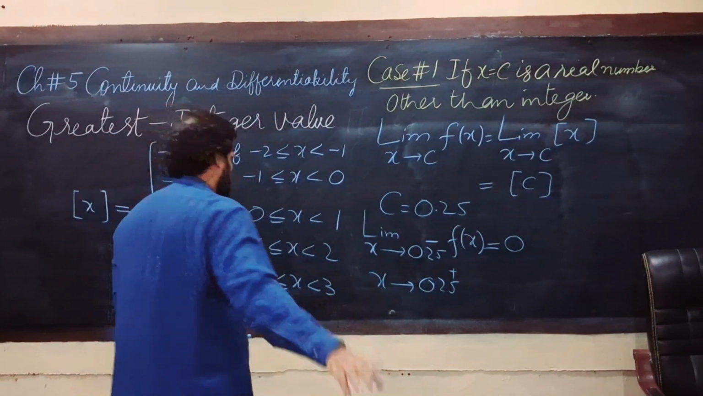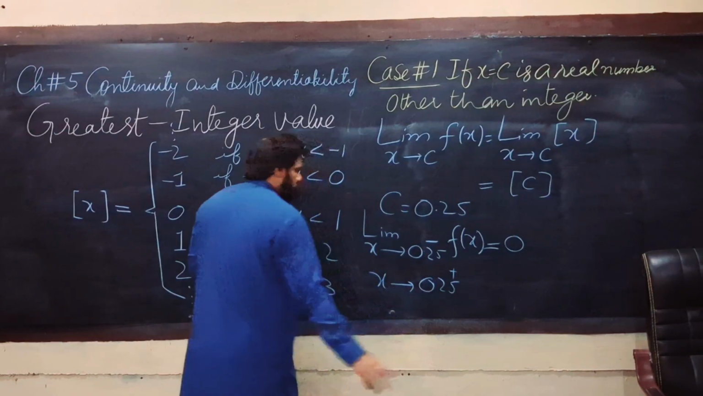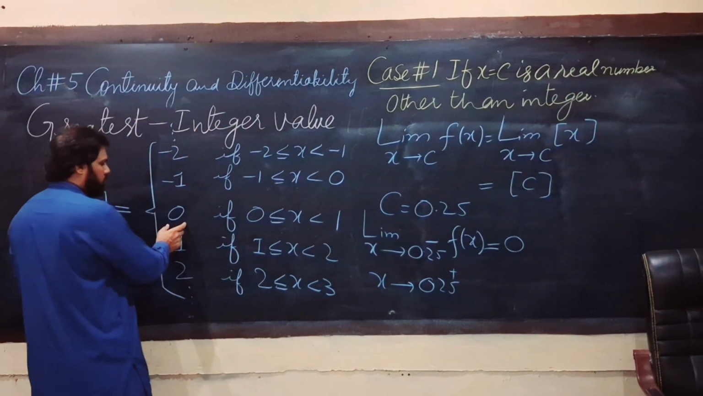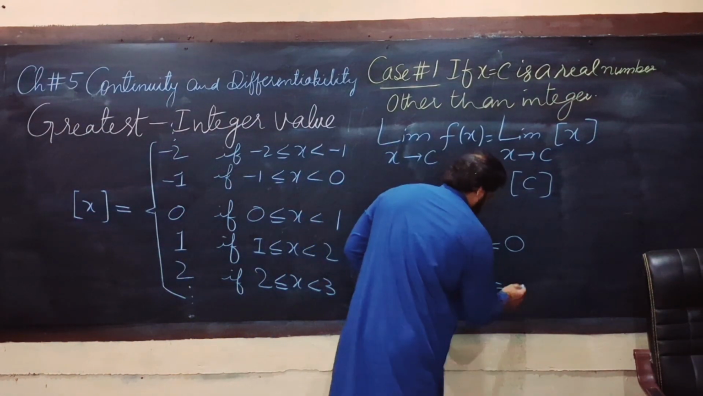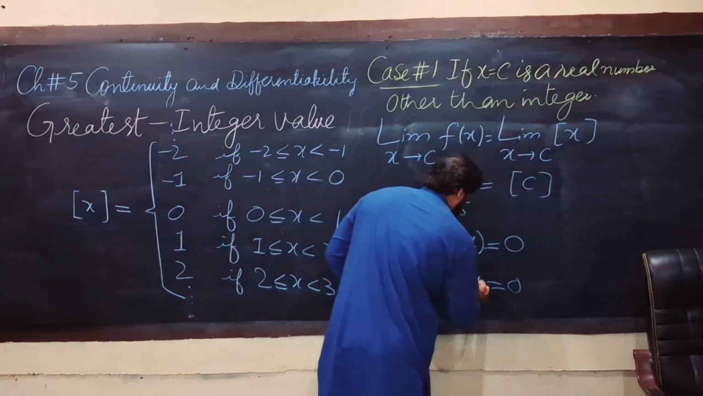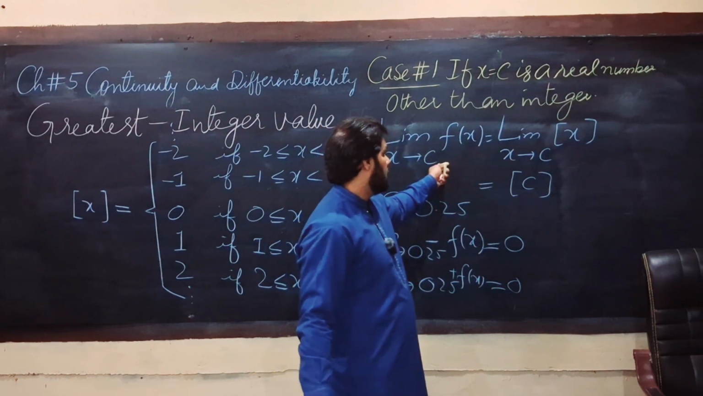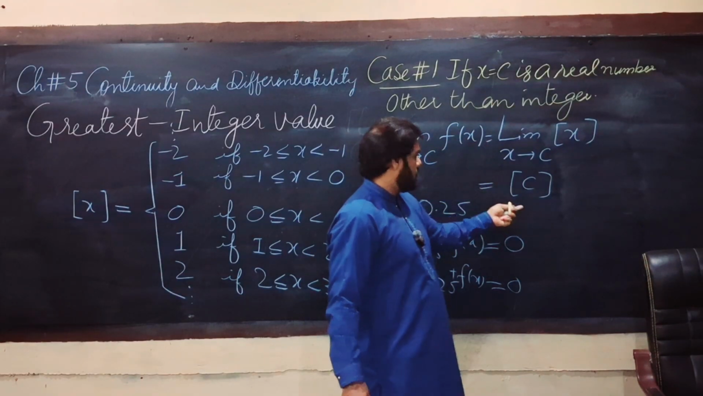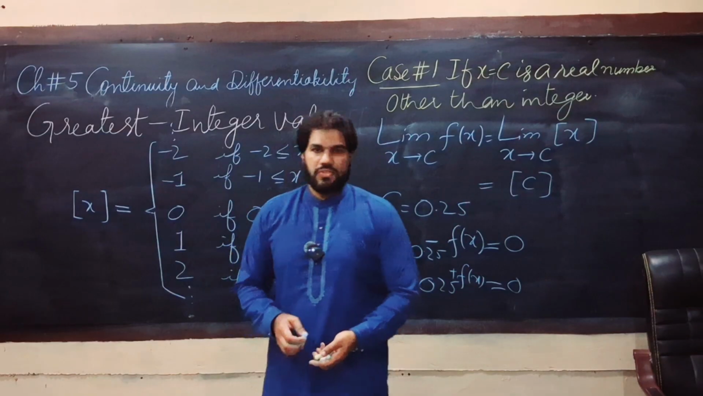But in each case, when you choose a value very nearly close to 0.25, which is greater than 0.25, in every case the value of the function is 0. So that's why I have written here that the bracket value of this function at x equal to c, where c is my real number other than an integer, is always the bracket value of c. So this is the first case.